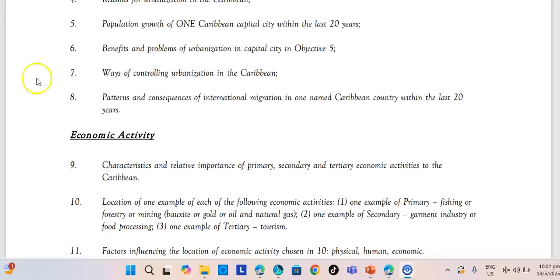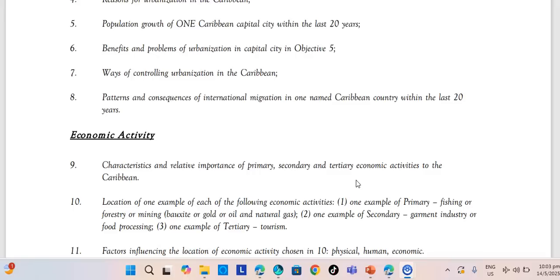All right, so we are at economic activities, and we're going to look at the characteristics and relative importance of primary, secondary, and tertiary economic activities to the Caribbean. Now, economic activities can be grouped into three sectors. We have the primary, secondary, and tertiary sector. Now, what are primary economic activities? Primary has to do with creating resources from nature. Examples of some jobs that create resources are farming, fishing, mining, and forestry.